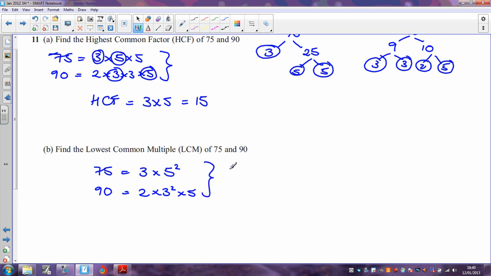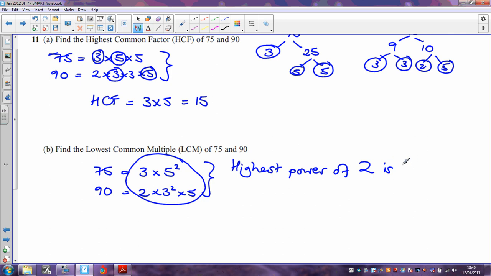Now, the method for the lowest common multiple, what I do is I look at all of the prime factors together, and I ask myself, okay, what is the highest power of 2 that I can see? Well, if we look for powers of 2, it's only here, so the highest power of 2 is just 2. In the same way, what is the highest power of 3? Well, we've got 3 squared here, and we've got 3 here, so the highest power of 3 is just that 3 squared.